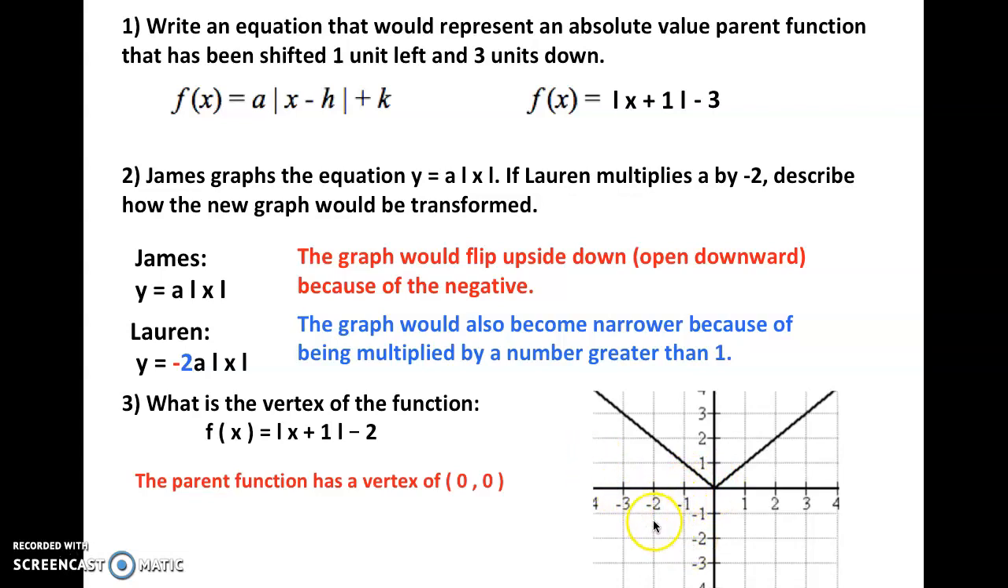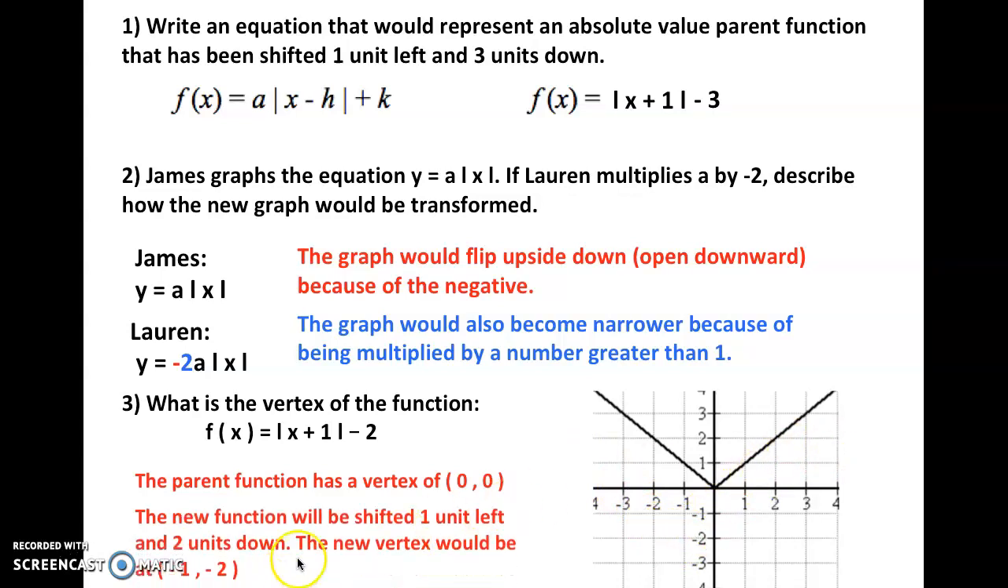So your graph would look something like this. -1, -2, and break. So the new function will be shifted 1 unit left and 2 units down. The new vertex would be at -1, -2. So you actually don't need to graph these. You can just use your information on transformations on where the graph is going to move. Just always compare it to the parent function, which is at 0, 0.